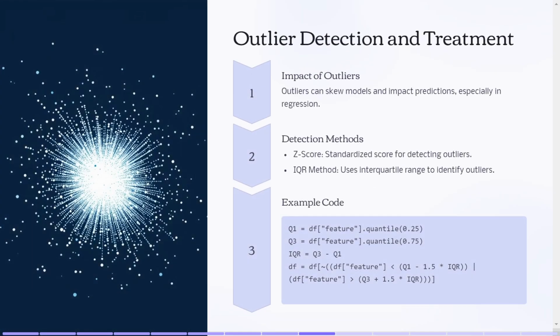Outliers are extreme values that don't fit the normal pattern of the data. They can skew our models, especially in regression tasks. Common methods for detecting outliers include the z-score, which measures how far a data point is from the mean, and the IQR method, which looks at the range between the first and third quartiles. Handling outliers properly can lead to more robust models.